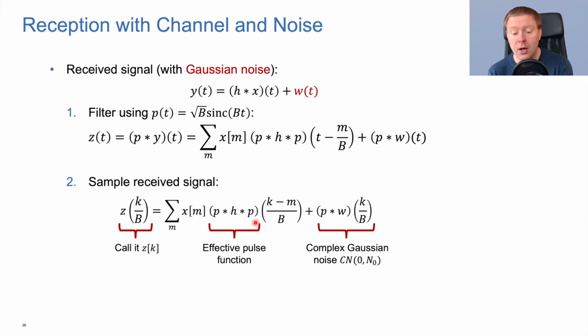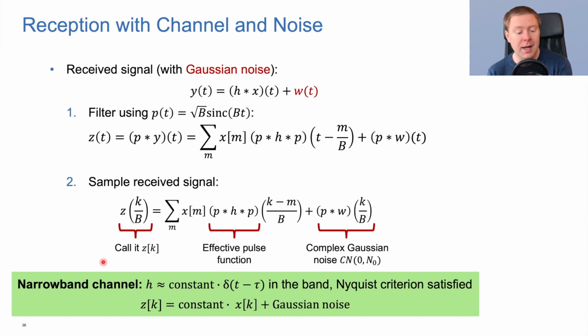And now, depending on how the channel is behaving compared to the bandwidth, then it might have an impact here or not. We might have multiple different copies of the signal because channels are in general not satisfying the Nyquist criterion.